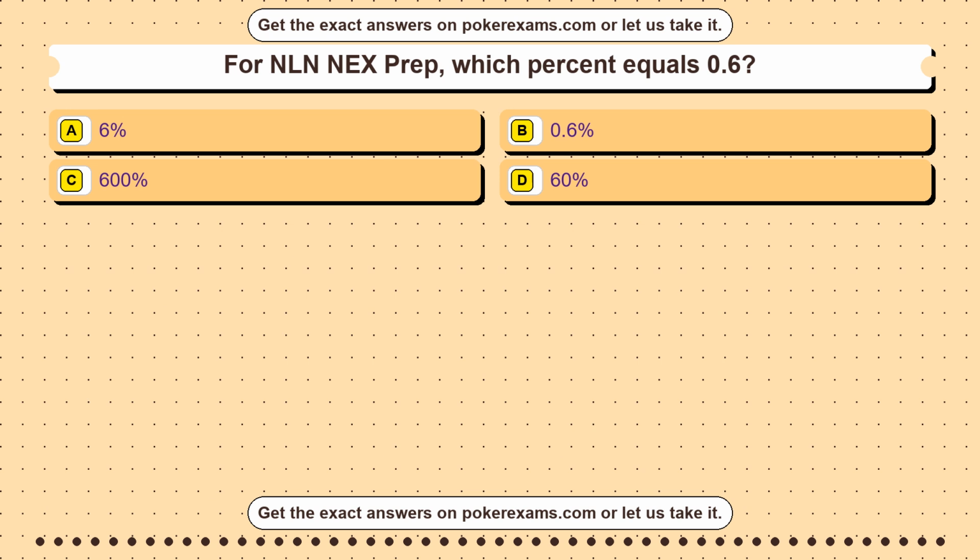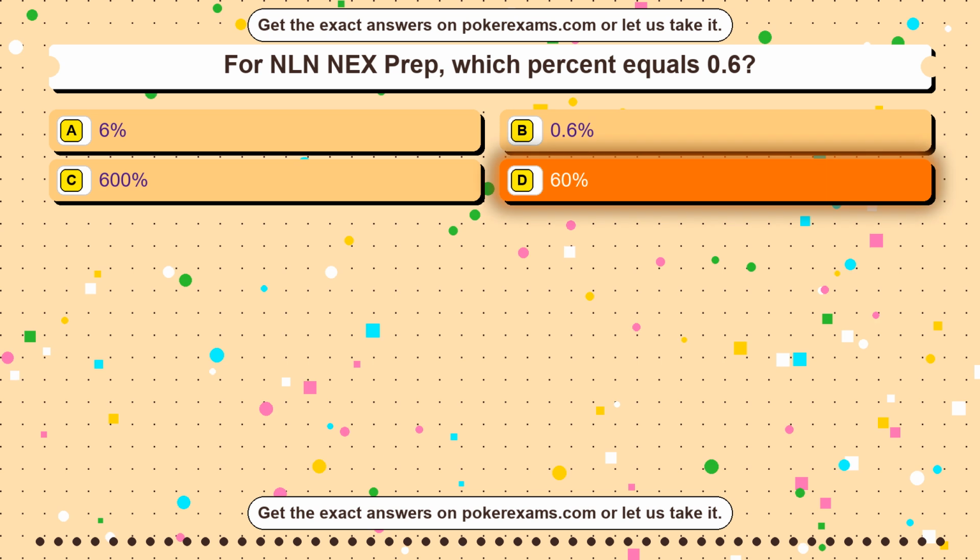Question 2. For NLN NEX Prep, which percent equals 0.6? Option A 6%. Option B 0.6%. Option C 600%. Option D 60%. The correct answer is option D.